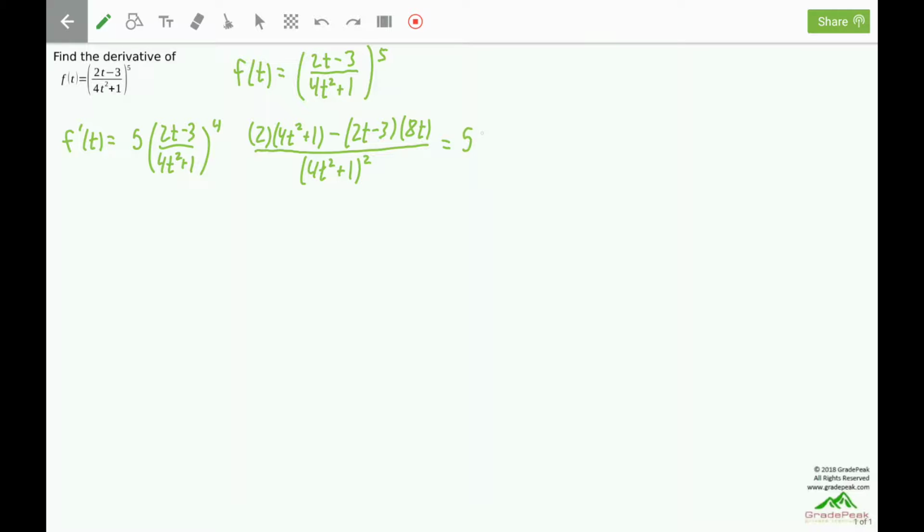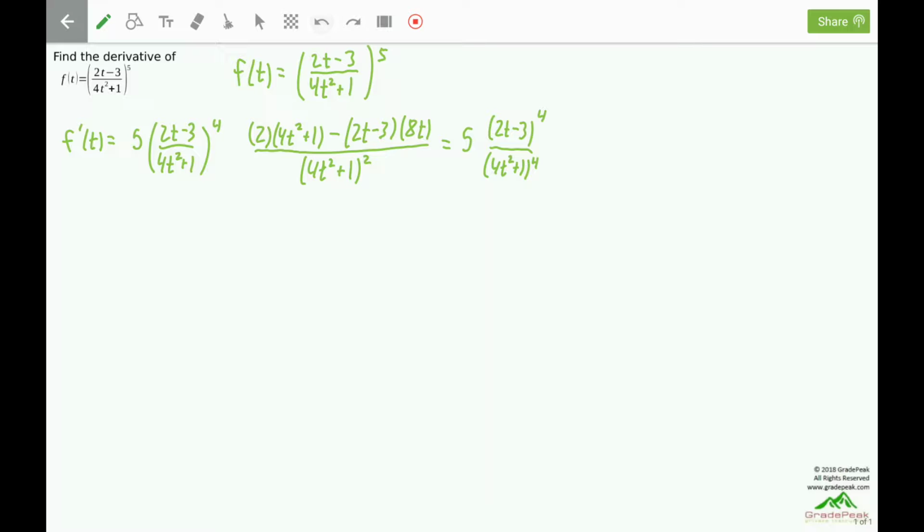So we have 5 times, now I'm going to separate the 2t minus 3 to the 4th power and the 4t squared plus 1 also to the 4th power. We're going to separate those because I'll be able to combine the denominators when we multiply them. I have a denominator here that's multiplying this denominator, but I need to separate them before I can actually multiply them. But our next fraction is all of this.